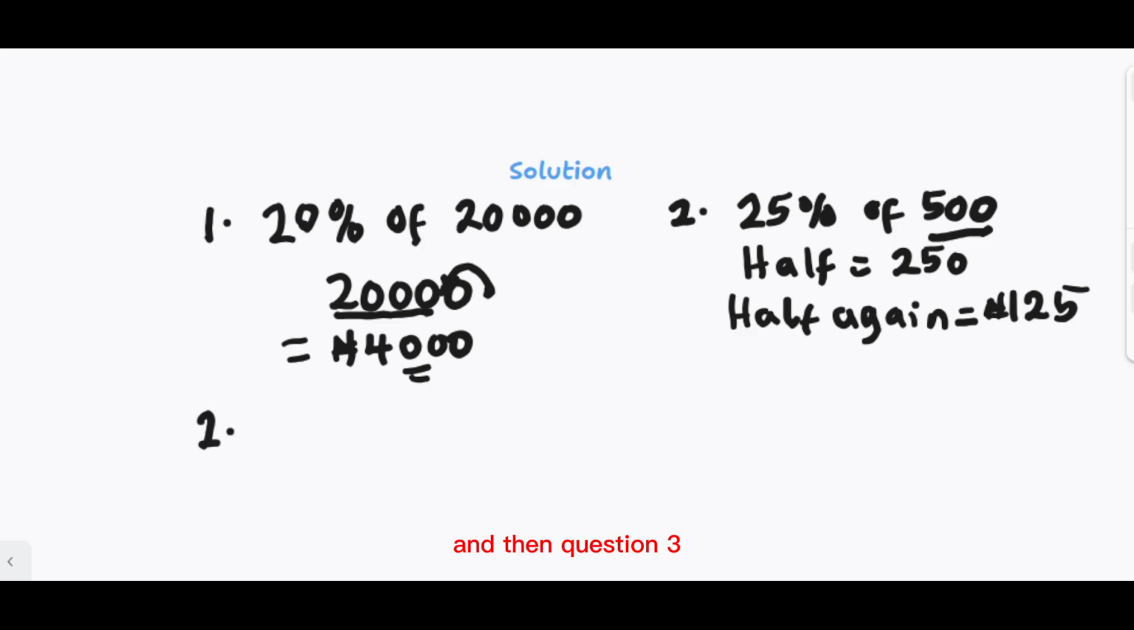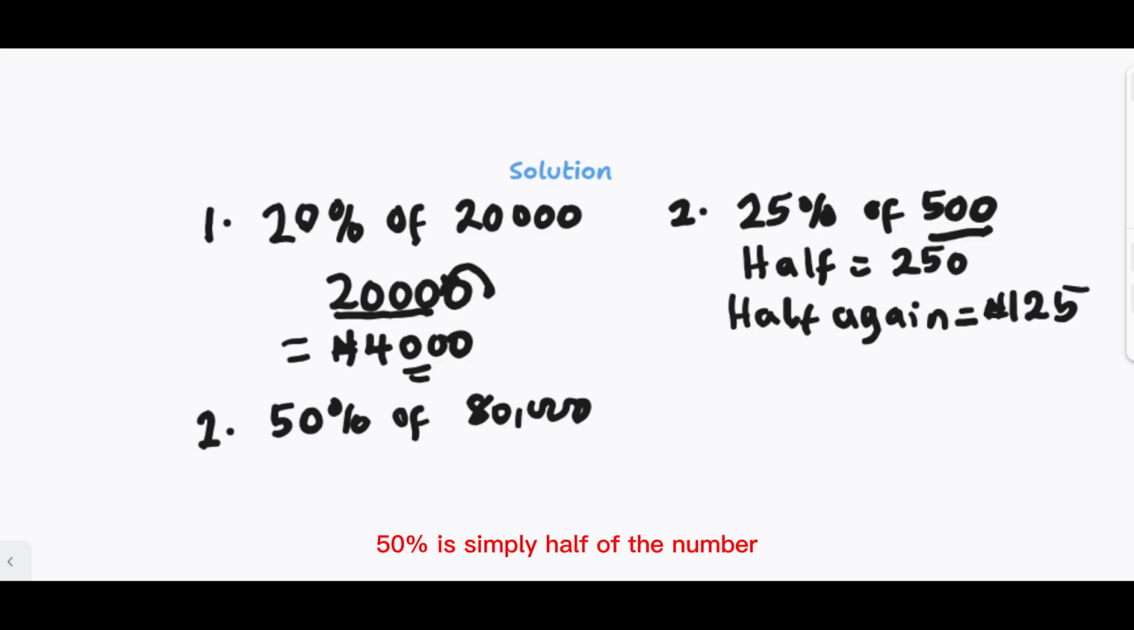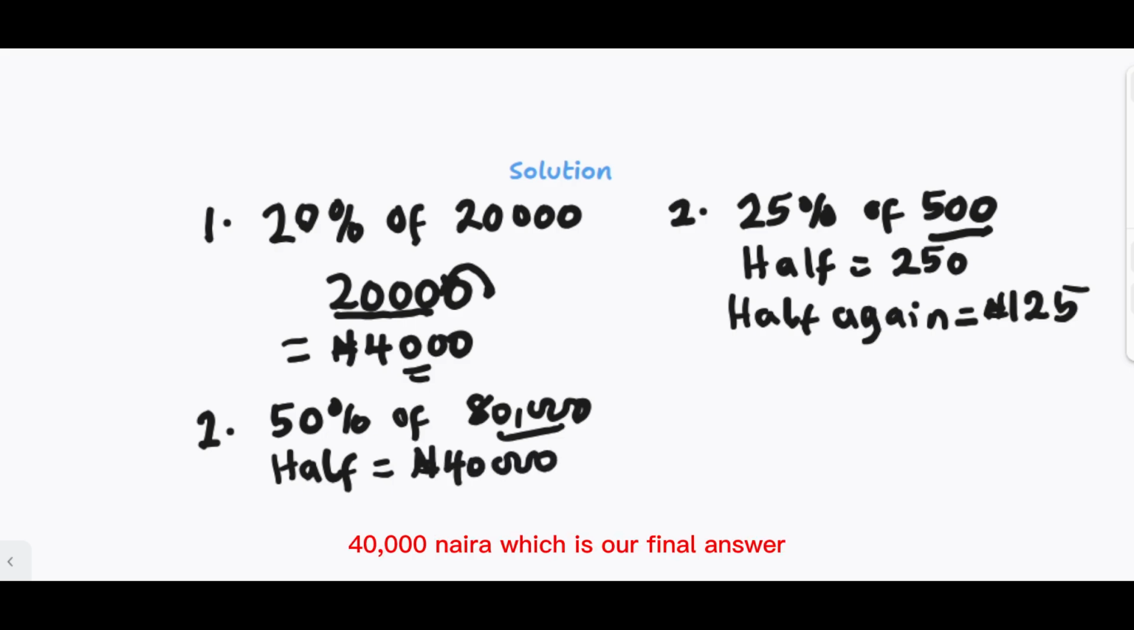And then question 3. We are asked to find 50% of 80,000 naira. Now, what is the shortcut for 50%? 50% is simply half of the number. So what is half of 80,000? Half of 80,000 is simply what? 40,000 naira, which is our final answer. So 50% of 80,000 gives us what? 40,000 naira.